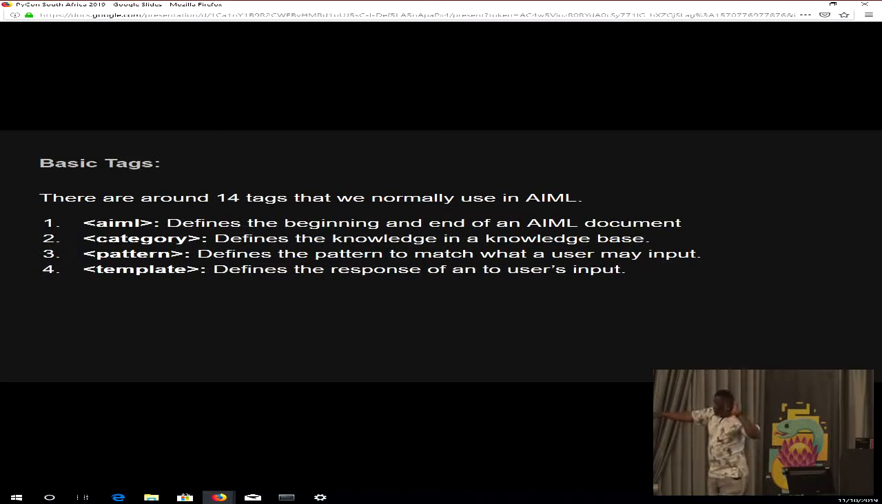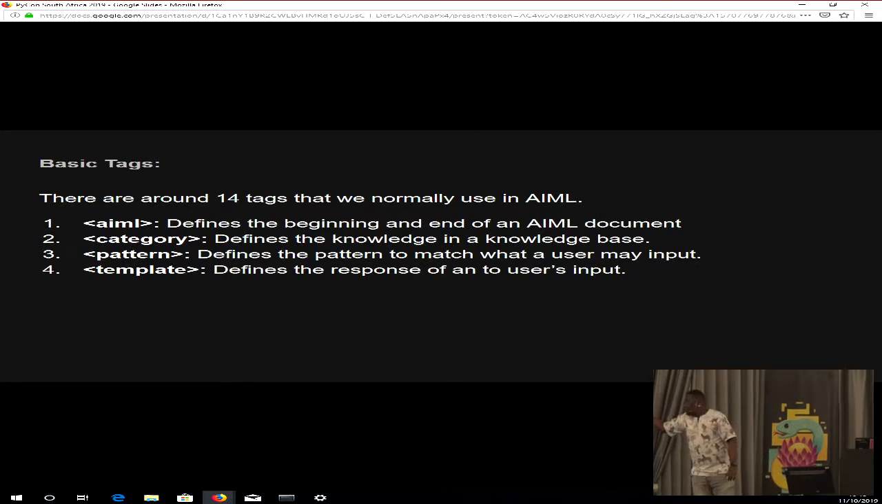The last two are very important. Pattern defines the pattern to match what a user may input. This section is where you are going to put your questions, as you expect them from the user. If you are saying, where can I find Johannesburg in South Africa? That's a question that you're going to put in the text between the pattern tags.